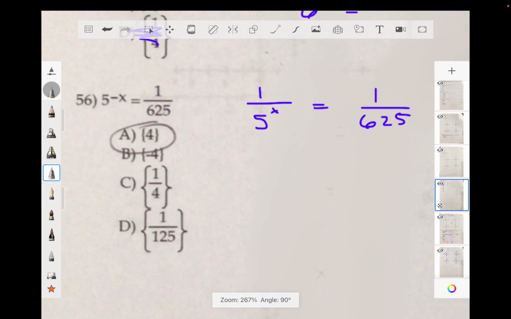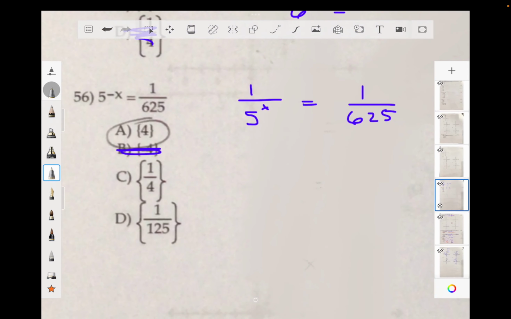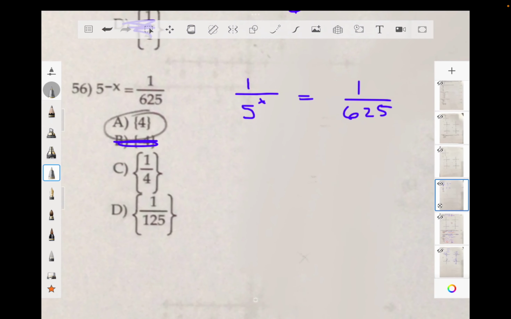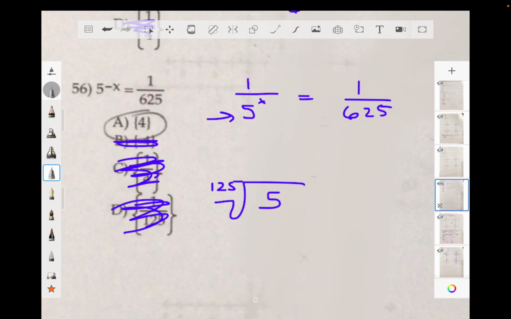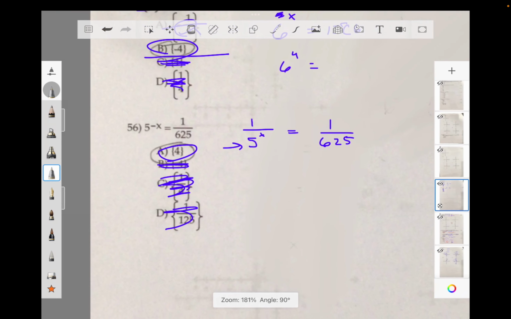So we know this number can't be negative because it's already at the bottom and this is already at the bottom. So it can't be B, that's the only one that's negative. It can't be C because it's going to make the number smaller at the bottom and not bigger, because we need 625. Same thing with D. D is going to make it the fifth root of 125, which makes the number smaller, not bigger. So the only conceivable answer is 4, and 5 to the 4th is 625. So that does work.